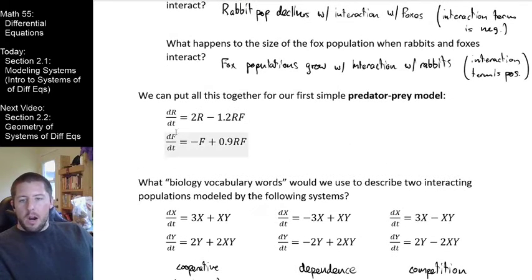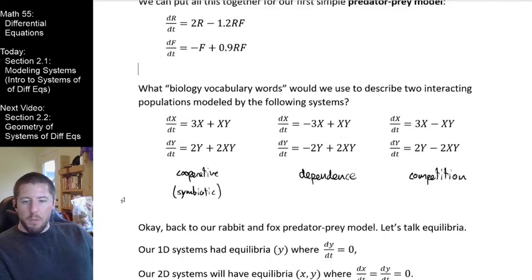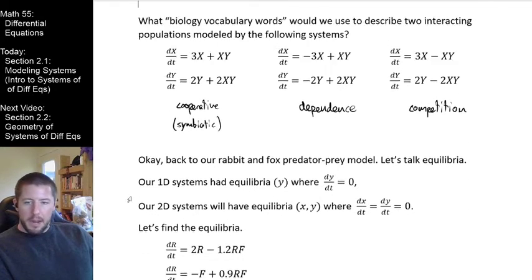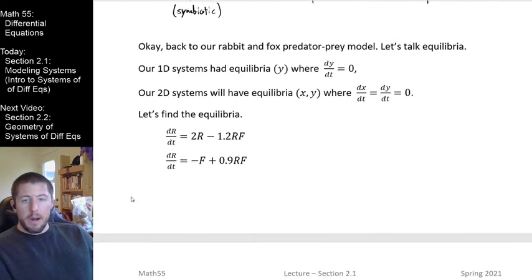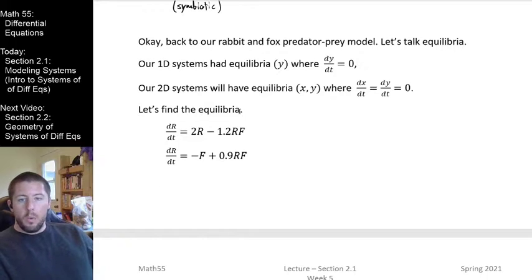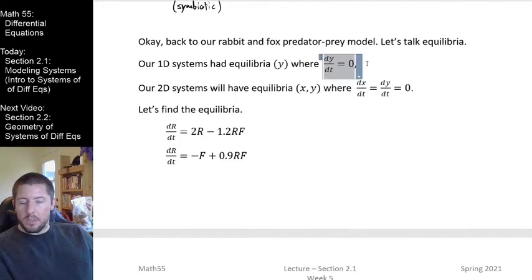So let's come back to our rabbit and fox population. We're going to talk about this guy here for a while. So let's talk about equilibria here. When we talked about our one-dimensional systems, we found equilibria, y values, wherever dy/dt was equal to 0. This said y is not changing. That's literally the definition of an equilibrium. You reach a state of rest, where nothing changes anymore.